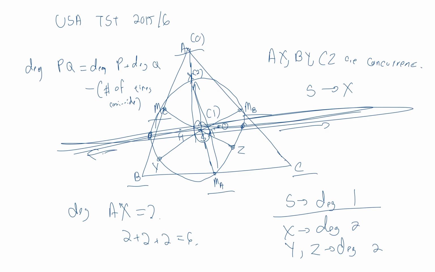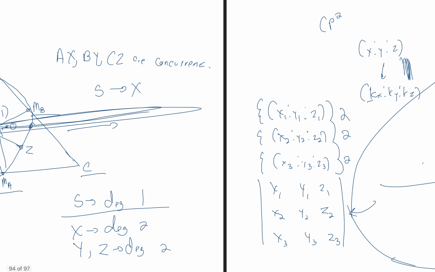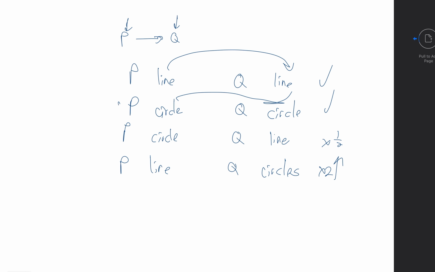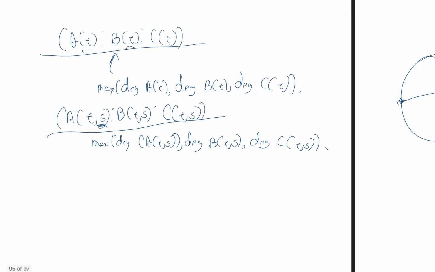Okay, so now let's prove Zack's lemma, which states that the degree of a line is equal to basically the sum of the degrees of the 2 points defining it, minus the number of times that the 2 points are identical. So the proof is just, we use this determinant property.